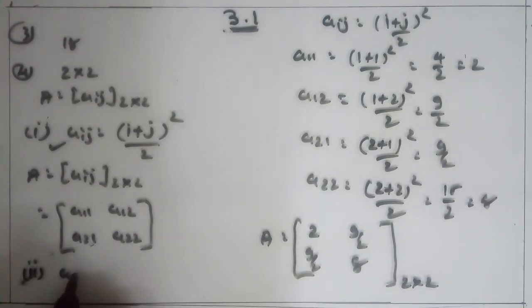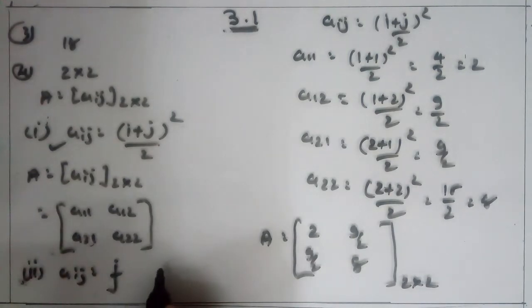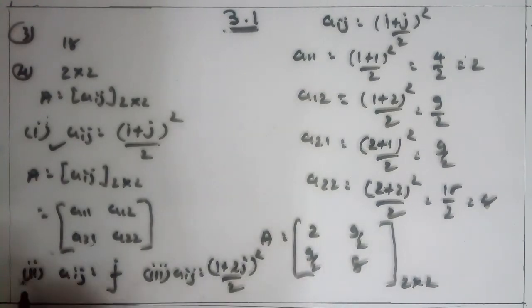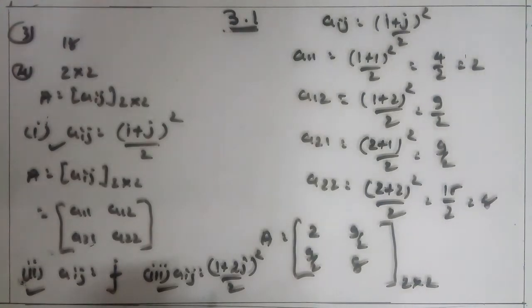Applying the same method, we get a matrix using the formula Aij is equal to i upon j. Number third, Aij is equal to (i plus 2j) raised to 2 upon 2. Just try to solve this applying the same method.